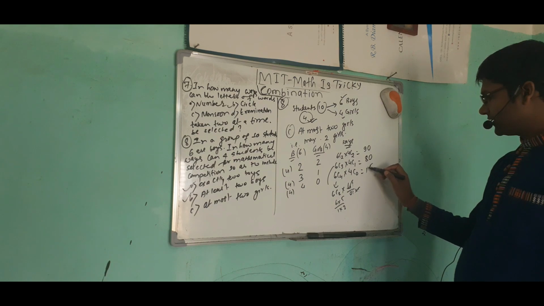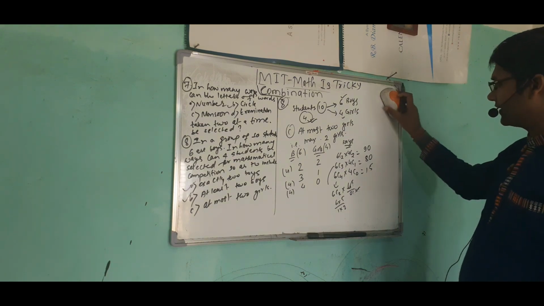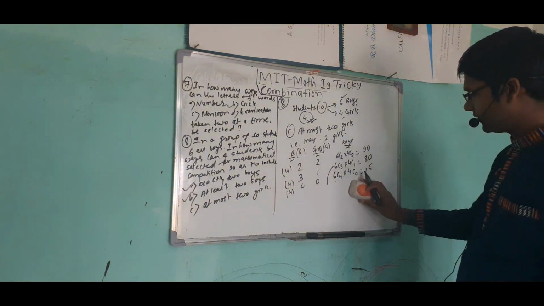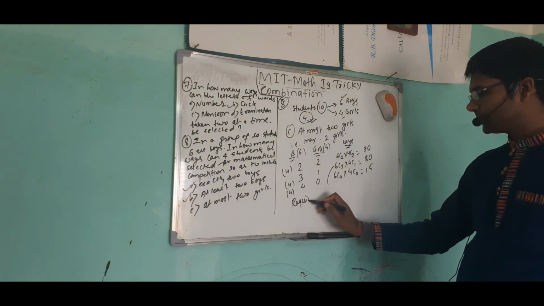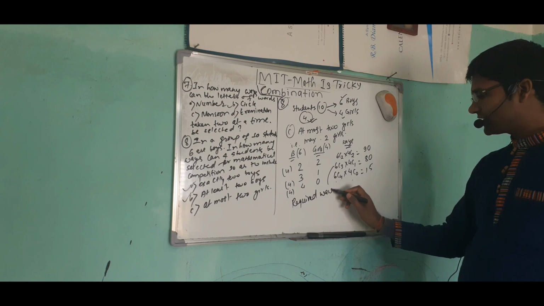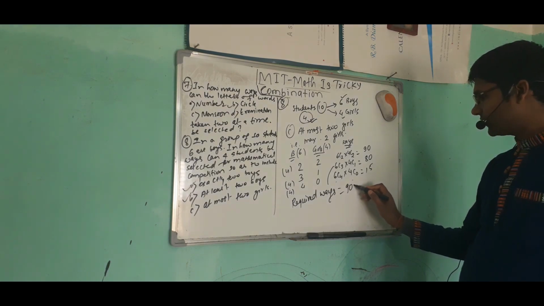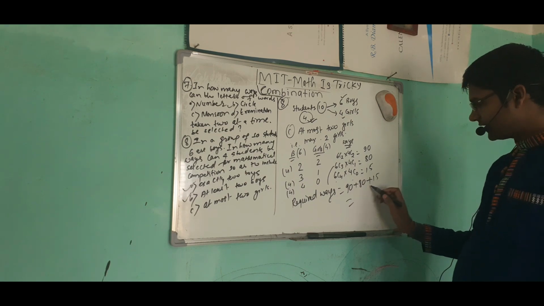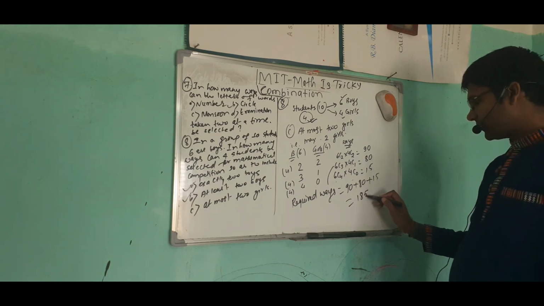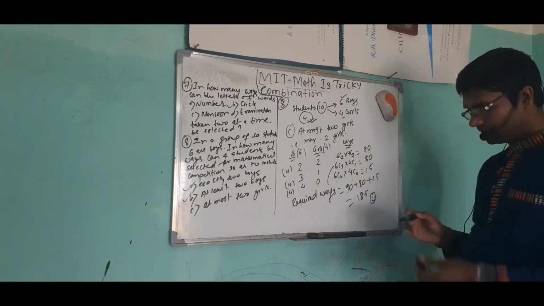So 80, 90, 180, 185. Again, the answer is 185. So required ways is 90 plus 80 plus 15, and it is simply 185. That's our answer. Okay, so hope you understood this.